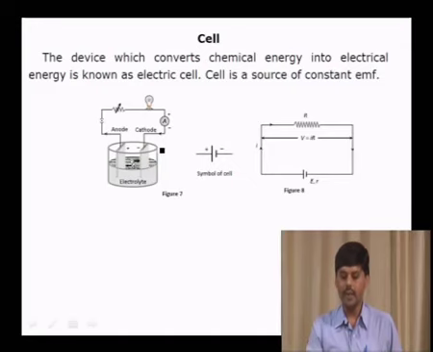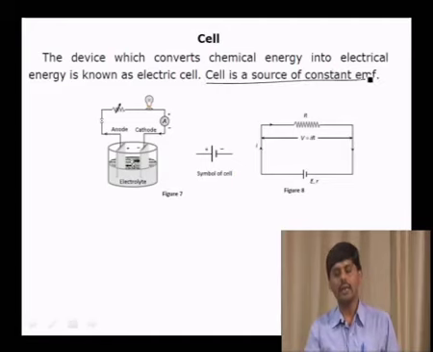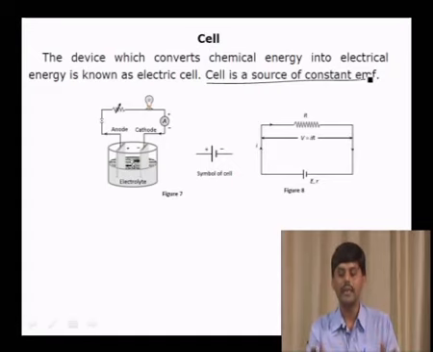A cell is a device which converts chemical energy into electrical energy, known as an electric cell. A cell is a source for constant supply. What is the meaning of constant supply? When we take a connection for ohmic applications, the supplied voltage may fluctuate. In some experiments we require a constant flow of voltage. In such cases we need this type of cell. Throughout the experiment, it supplies a constant EMF. Therefore many experiments need cells.